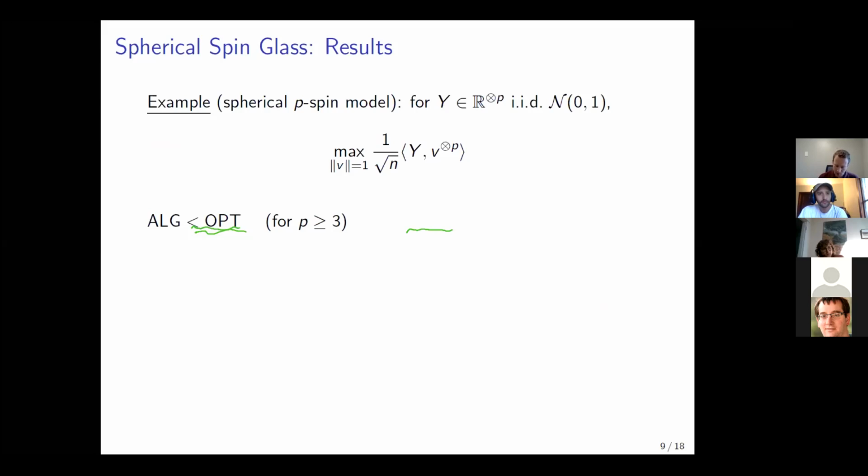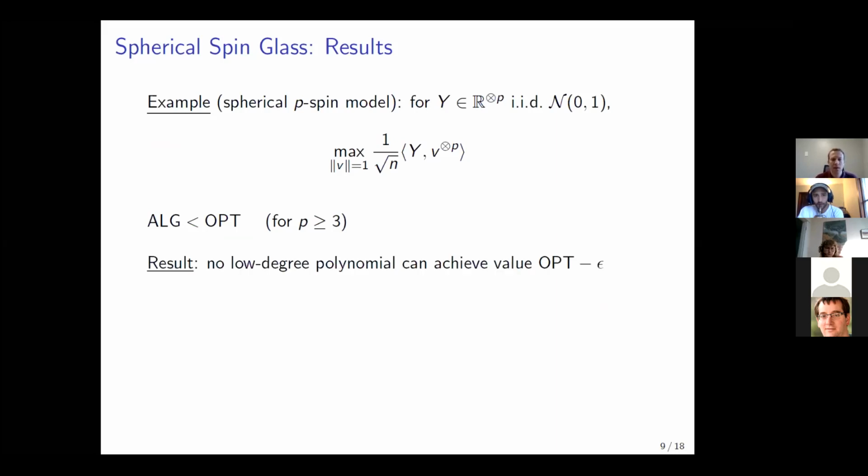So let me now tell you what we can actually prove. Let's first think about this spherical p-spin model. This is like optimizing a random polynomial on the sphere. And if you remember, there were these two separate thresholds. The best known algorithms achieve some constant, but the true optimum value is a different constant. And what we can show is that no low-degree polynomial can get all the way to the optimum.